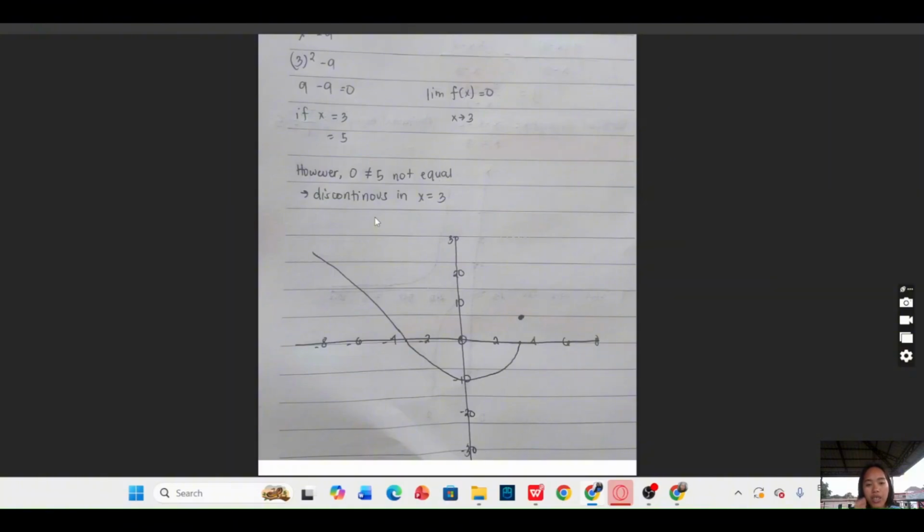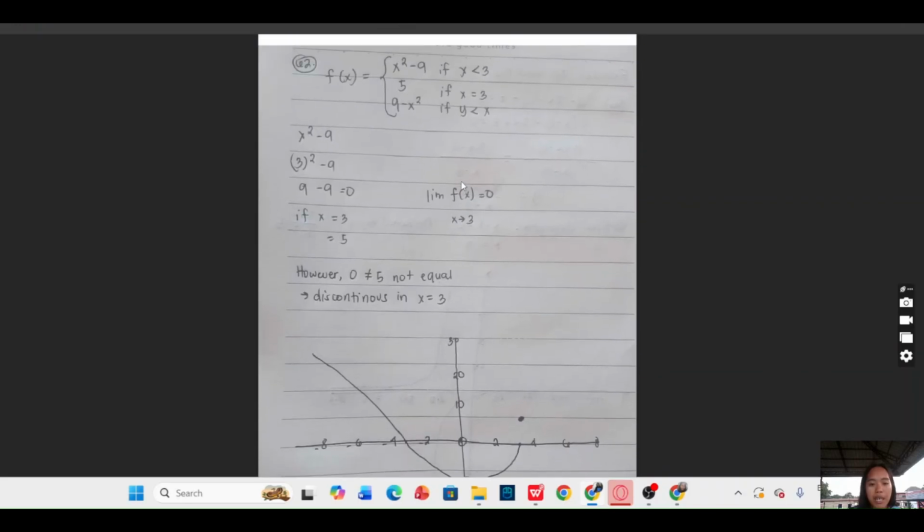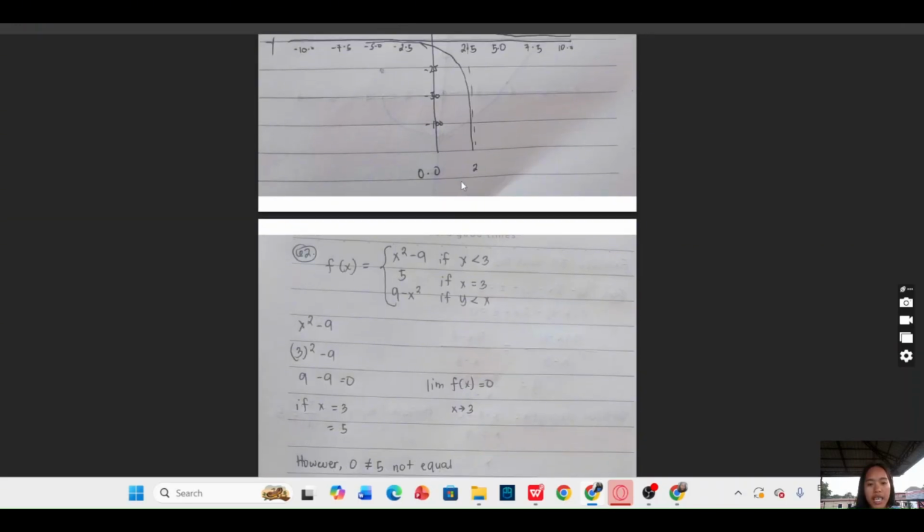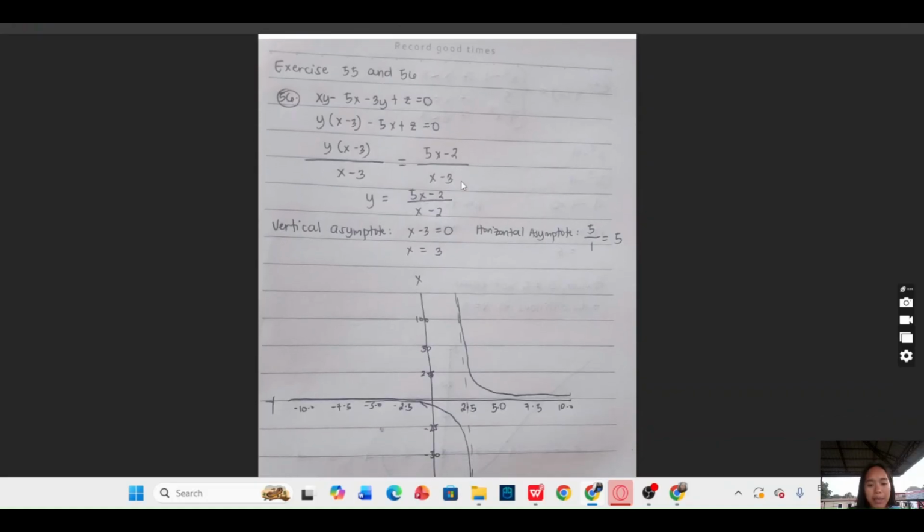So that's all, class. We've learned a lot about limits and how to solve them, and then we have some examples of piecewise functions and some limits.